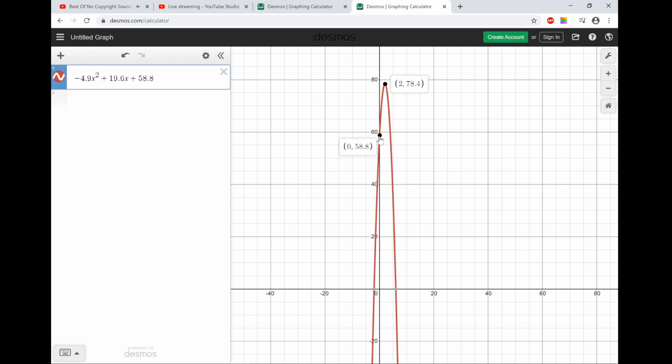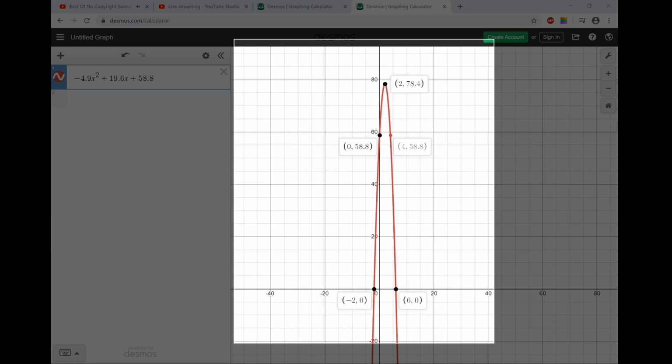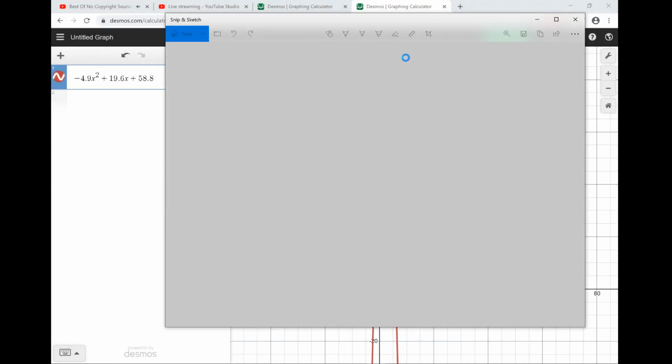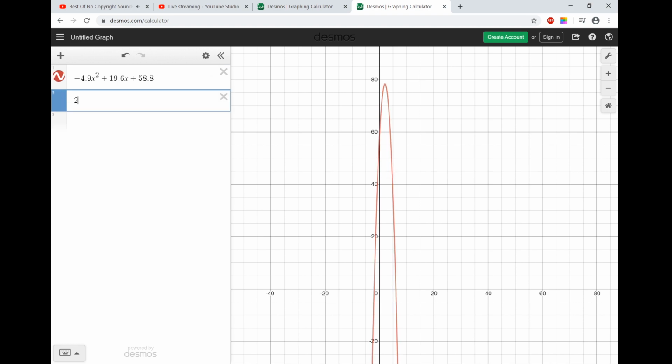Here we go. And just click all these points, guys. Now we're gonna label points here. 2 comma 78.4. Make it down to this little area.